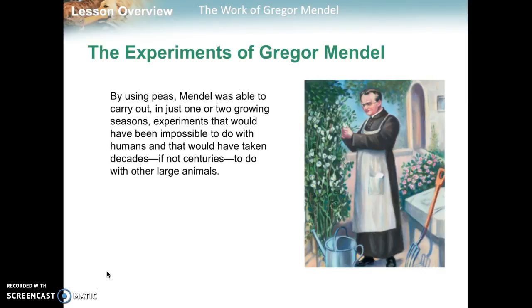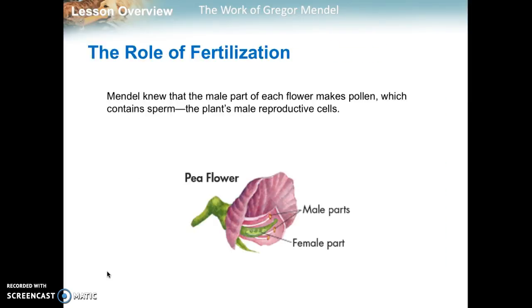If we had done these experiments with ourselves, human beings, instead of pea plants, it would have taken centuries to do, whereas it only took years, decades for Gregor Mendel.